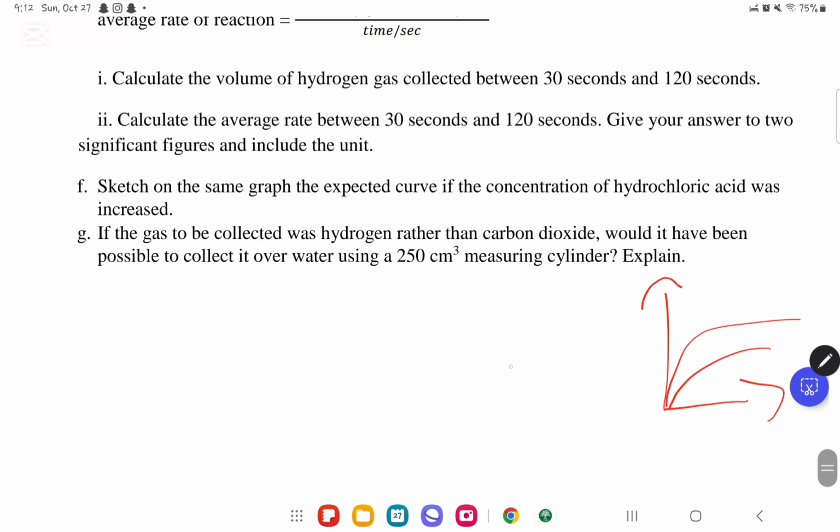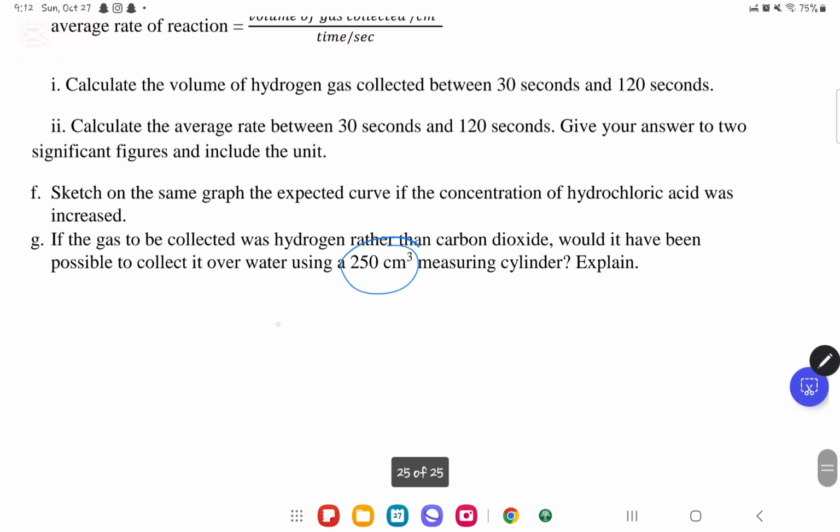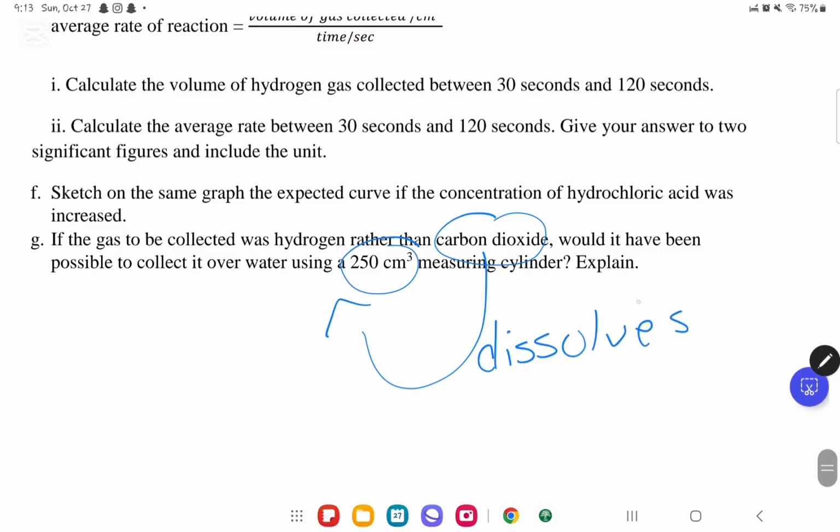Now they're asking us a question. If the gas collected was hydrogen rather than carbon dioxide, would it have been possible to collect it over water using a 250 centimeter cubed measuring cylinder? One thing you should know is that carbon dioxide dissolves in water, while hydrogen is insoluble in water. So definitely, collecting hydrogen gas over water using a 250 centimeter cubed measuring cylinder would work, because it is insoluble in water, unlike carbon dioxide.